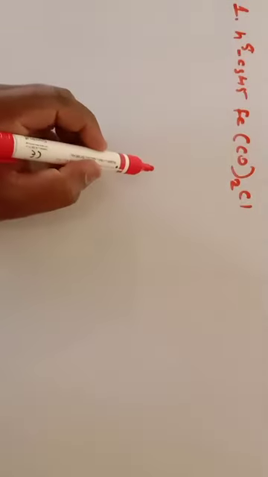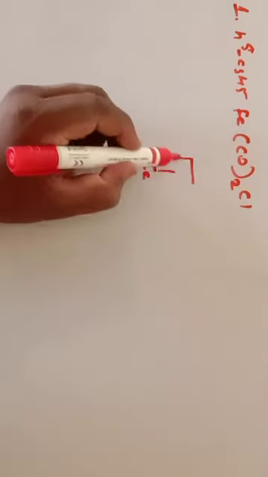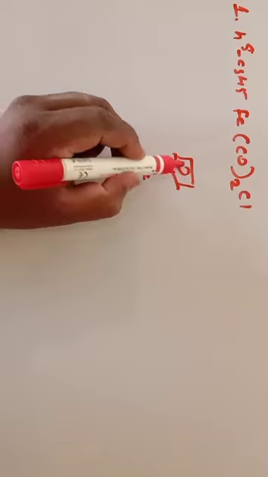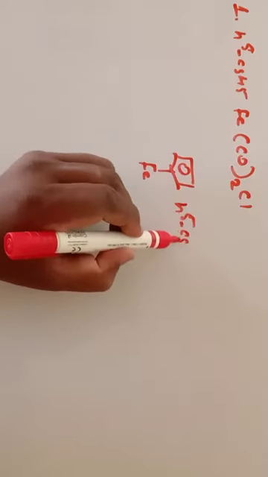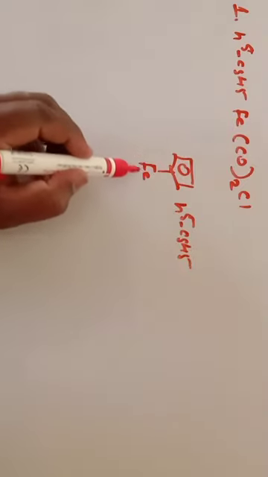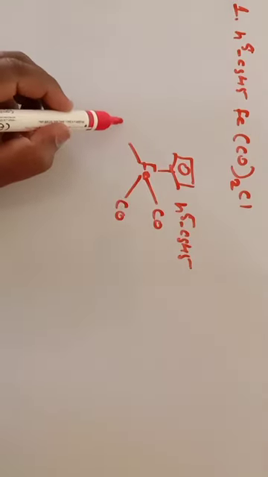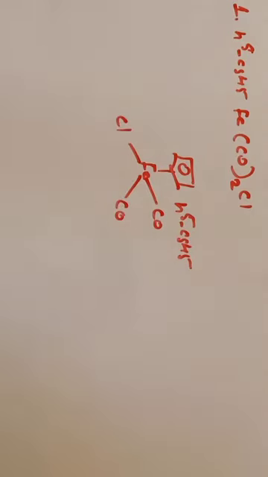If you draw the structure of this complex, it is Fe, having this eta 5 C5H5 ligand, 2 carbonyls, and 1 chlorine. So this is the structure: eta 5 C5H5 Fe(CO)2 Cl. And to find the electron count, first find the formal charge on the ligands.